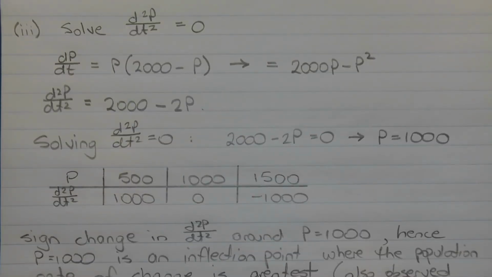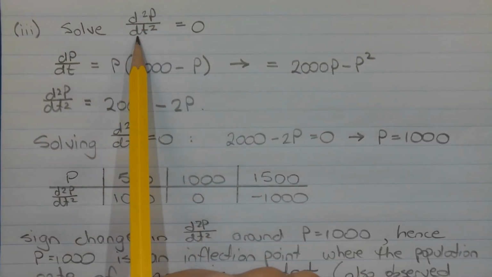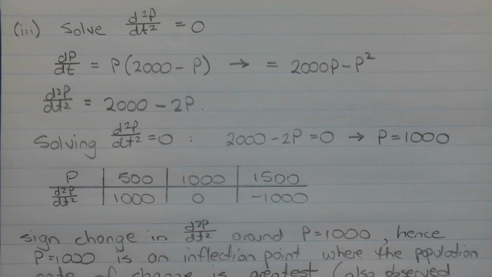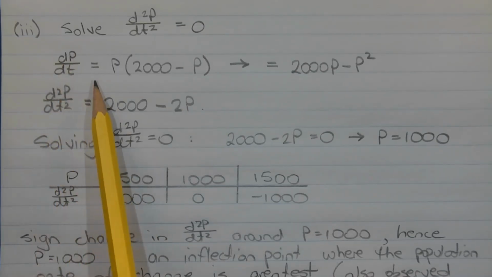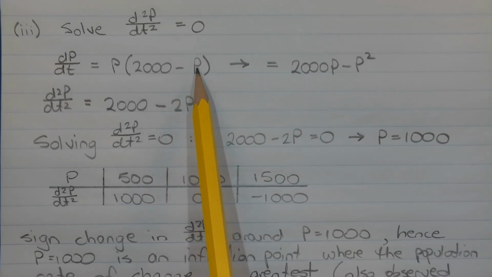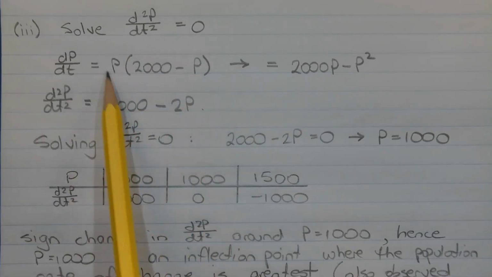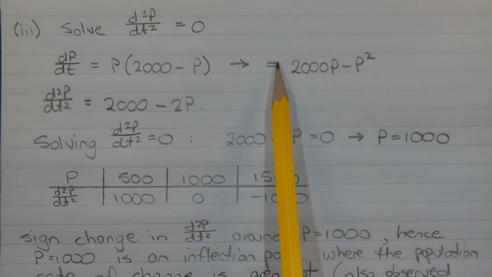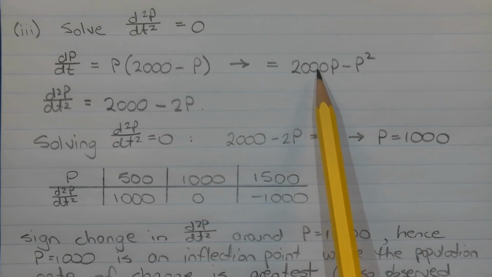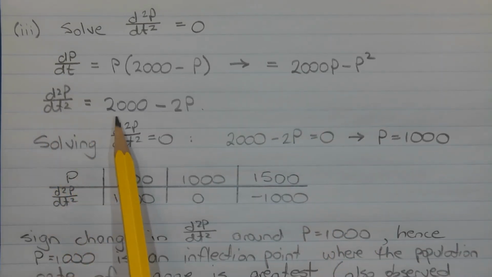We want to solve the second derivative, d squared P by dt squared, equals 0, so we're going to find this inflection point. Now we know that dP/dt is given as P times (2000 minus P). Expanding the brackets, we get 2000P minus P squared. That's our first derivative, which we'll need to differentiate again to get the second derivative. Differentiating, we get d squared P by dt squared equals 2000 minus 2P.